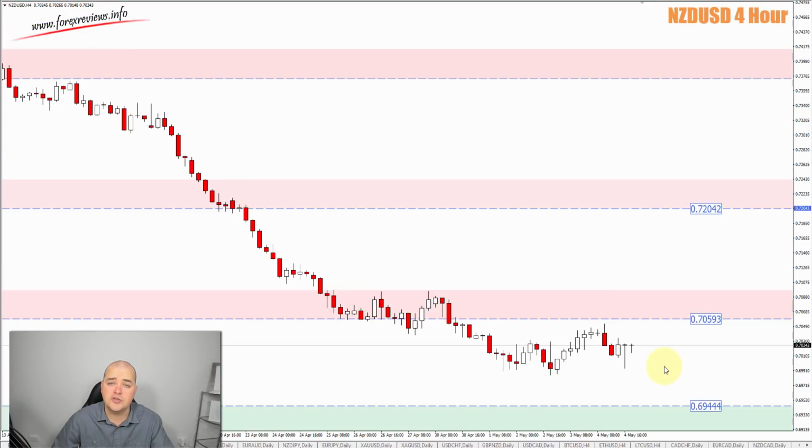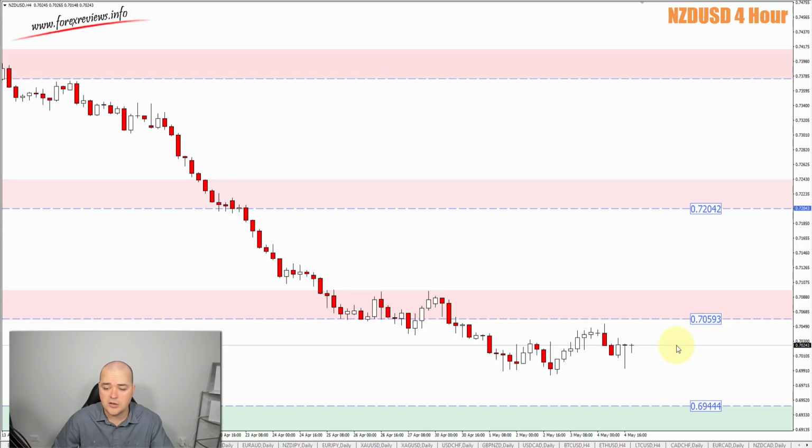Okay, next pair I'd like to highlight is New Zealand USD, and I'm on the 4-hour chart. Now in New Zealand USD this week, actually I don't really want to highlight too much on this market this week, because I'm expecting this market will break back above and close back above the 70.59 zone area.